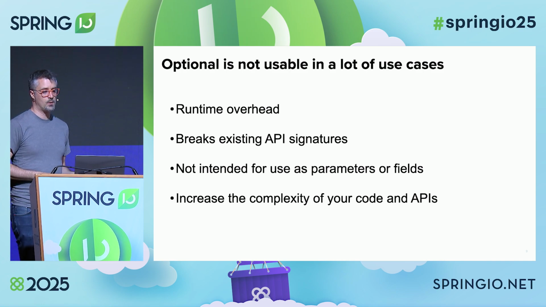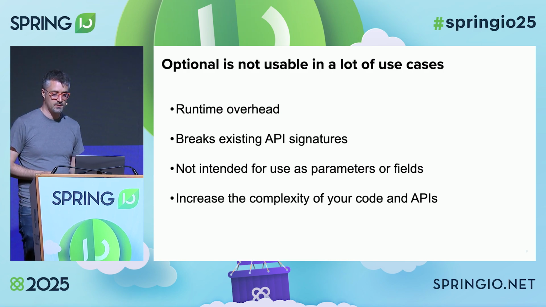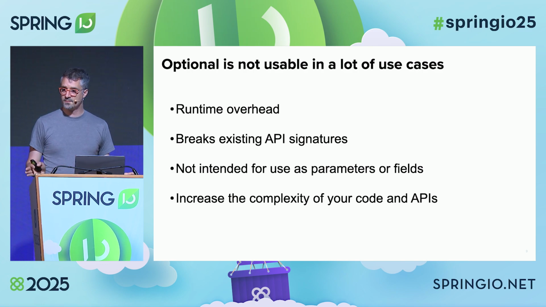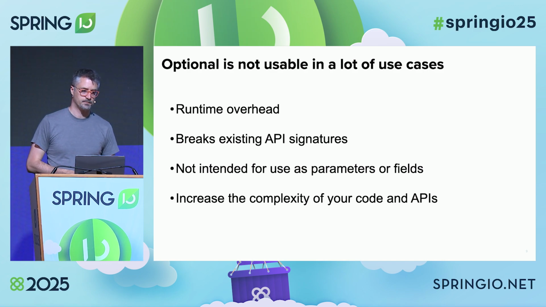And lastly, it increases the complexity of your code base and your API, so it adds a wrapper everywhere. It will basically clutter your code base. So when you really want to express the potential absence of value, it's fine. If that's not on a super critical code path, it's fine, but using it everywhere is not really an option.